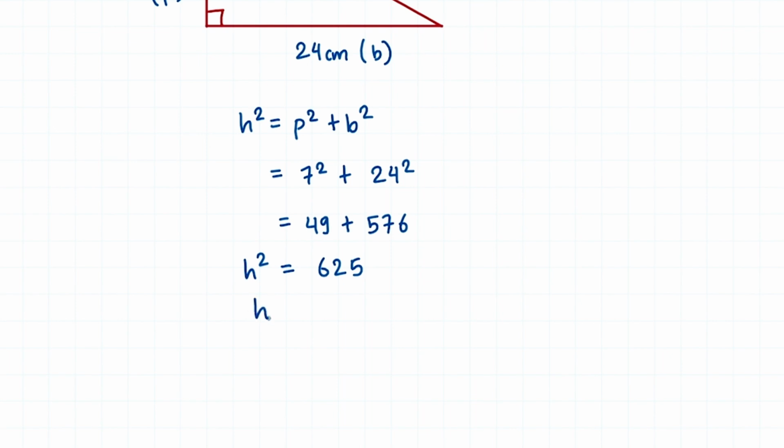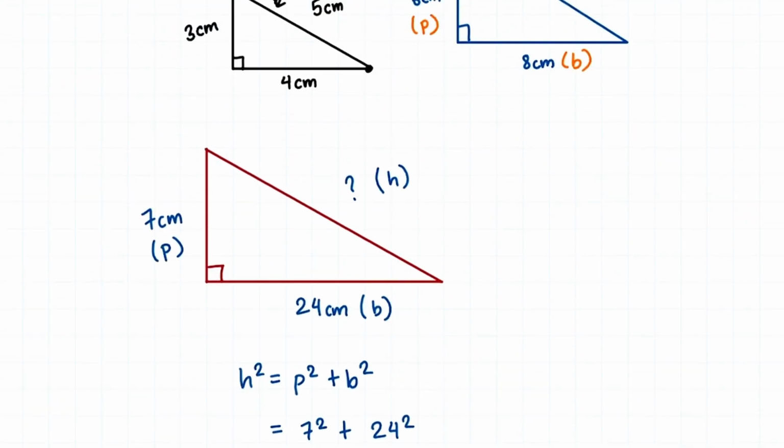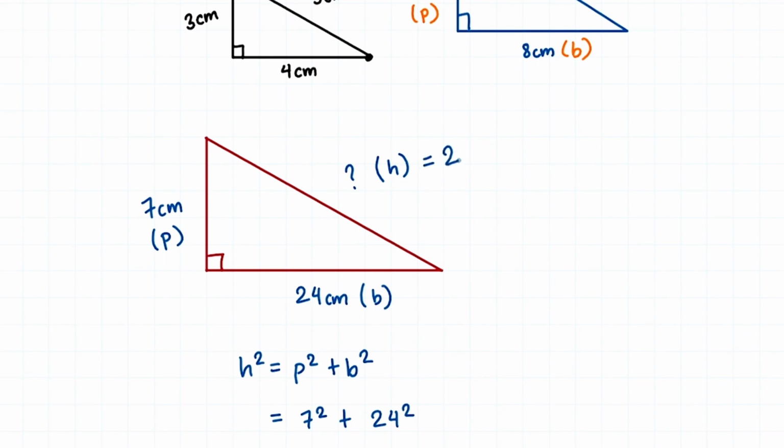When you remove this square, it's going to be square root over here. So we have square root 625. This is going to be 25. And we have found our hypotenuse. So this side is 25 centimeter. See, we just found this third side with the help of Pythagoras theorem.